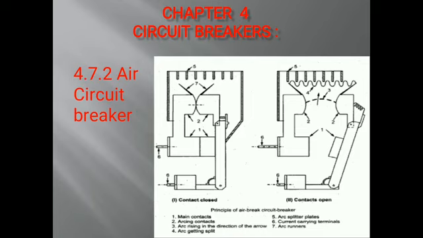The arc travels along the arc runner, and the arc moves upwards and is split by arc splitter plates. The arc is extinguished by lengthening, cooling, and splitting. By doing so, arc voltage becomes much larger than the system voltage. Therefore, the arc is extinguished finally during the current zero.